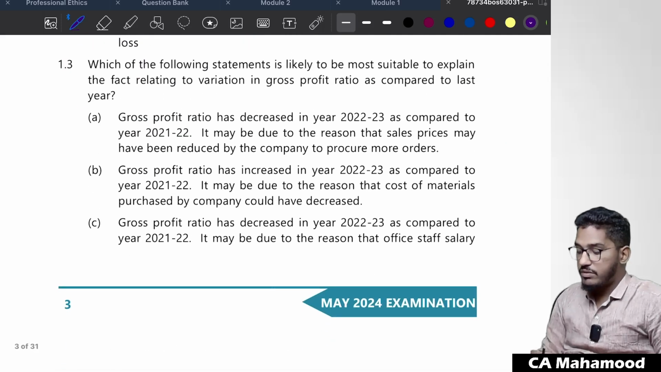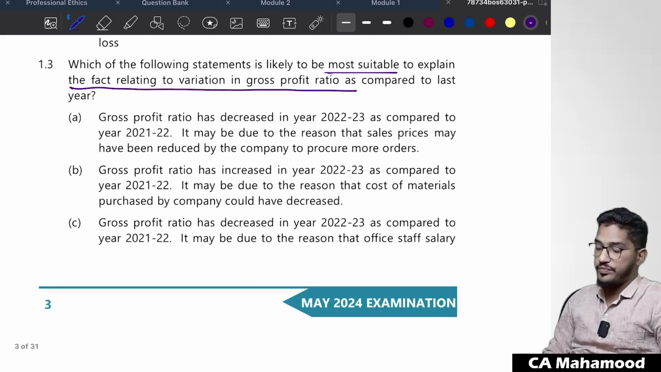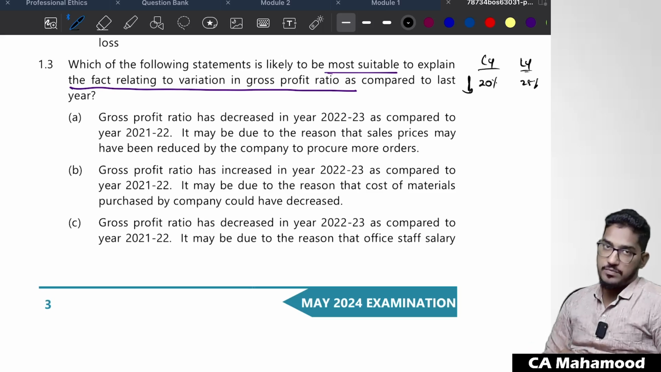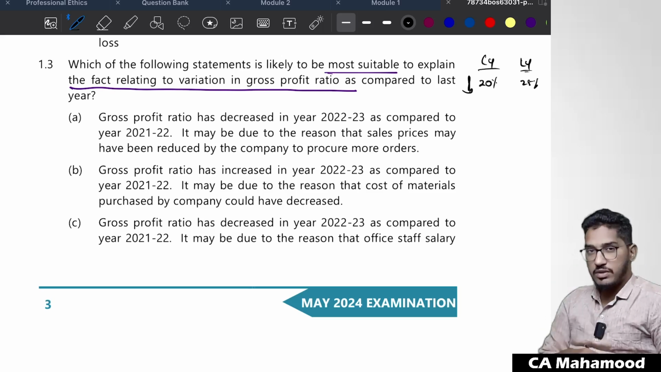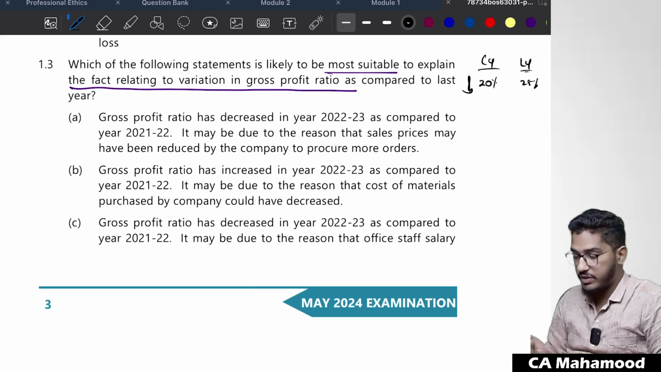Next one. Which of the following statements is likely to be most suitable to explain the fact relevant to variation in the gross profit ratio? Like we have calculated the gross profit ratio, we came to know that last year gross profit was 25% and in the current year the gross profit was 20%. That means in the current year there is a fall in the gross profit margin. You tell me what could be the reason for the fall in the gross profit. Let us talk about genuine reasons. What could be the genuine reason for the fall in the gross profit?